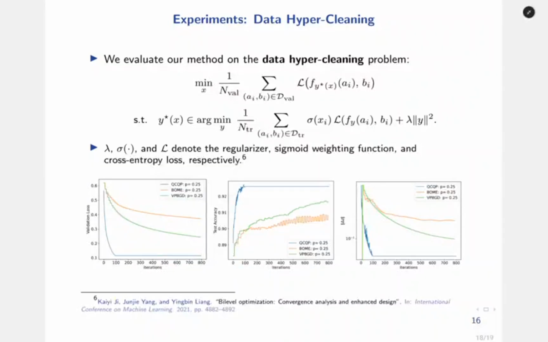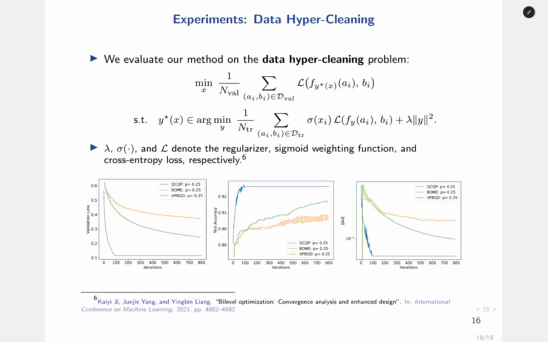In our experimental evaluation, we consider the data hypercleaning problem, which is a standard bilevel benchmark. The idea is to learn a set of sample weights that suppresses mislabeled or low-quality training data so that the resulting model performs better on a clean validation set. The upper-level objective evaluates the model on the validation data using the parameters that result from solving the lower-level problem.